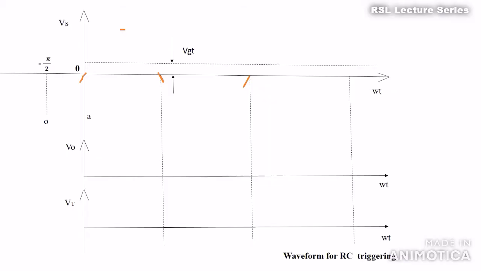So this is the supply voltage Vs, this is the voltage across the load V0, and this is the voltage across the SCR. Now, during the negative half of the supply voltage, this is the supply voltage waveform. It will start increasing and attains its maximum value in the reverse direction. At omega t equal to minus 90 degrees, it will attain its maximum value in the reverse direction.